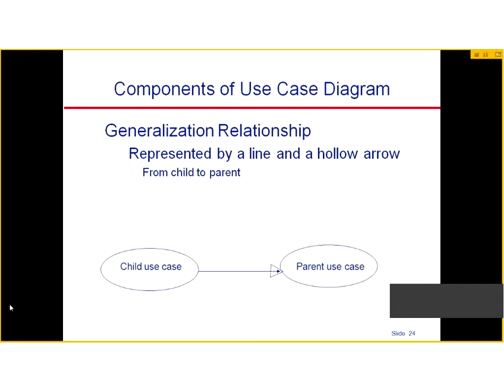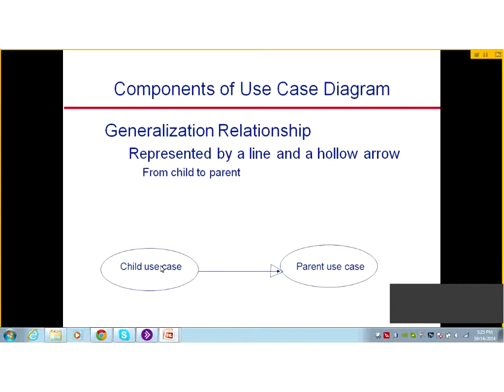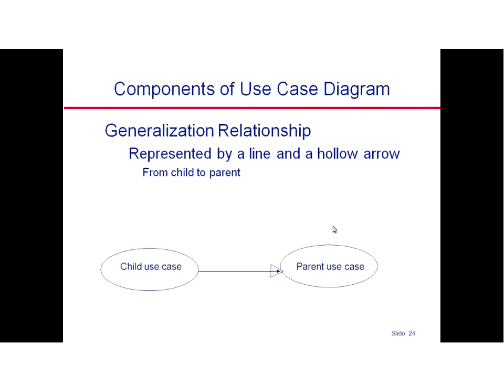Generalization relationship is represented by a line and a hollow arrow. In this way, the child use case points towards the parent use case, and this arrow is hollow, representing the generalization relationship. So if there is a parent use case and a child use case, similarly to how you are aware of object-oriented programming, where you have studied classes and objects, between the parent and child you can represent this relationship through this line and this hollow arrow.